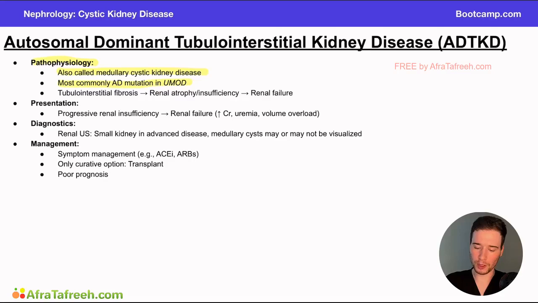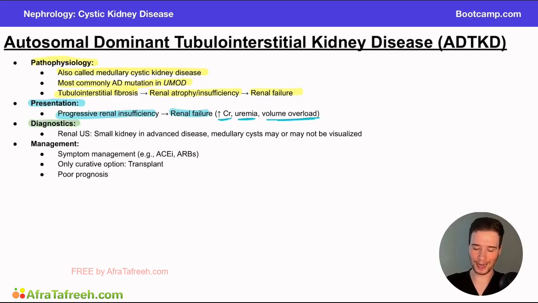So what actually happens? Well, we're going to get tubulointerstitial fibrosis, as the name suggests, and this leads to renal atrophy, insufficiency, and ultimately renal loss. And so you can see how this is not all that different from a late stage autosomal dominant, right, or an autosomal recessive, where we get this kidney failure progressively. Patients are going to present with the progressive renal insufficiency and ultimately renal failure. You're going to see those labs that we expect to see in renal failure, such as increased creatinine, uremia, and volume overload.